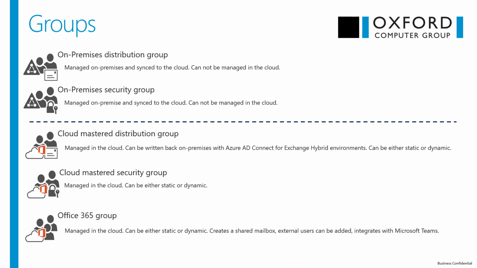This one can be written back down to on-premise, but solely as a reference object if you have hybrid Exchange. If you don't have a hybrid Exchange environment, there's really no reason to write that back down on-premise. But if you do have a hybrid Exchange where you've got mailboxes in both places, you will want that group to be written back, and really it's just a reference so that the on-premise Exchange server can reference that group when it's delivering and sending email.